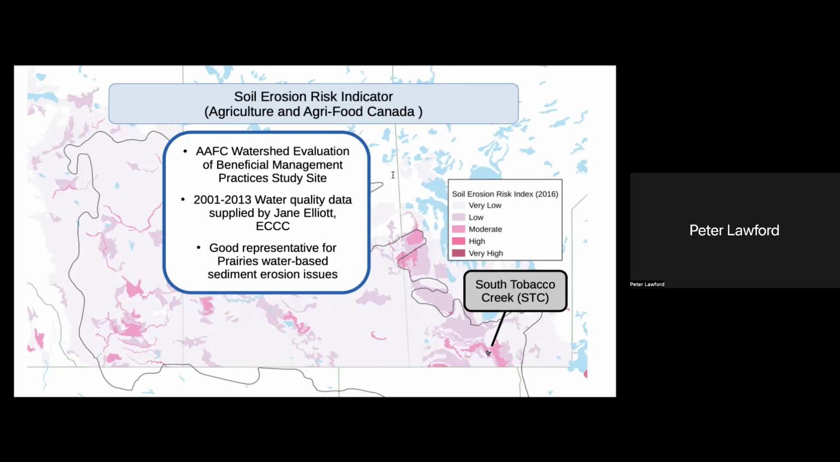I've been given some water quality data by Jane Elliott of UCCC, and I'm thankful for that. Of course, I'd like water quality data from other areas too, if it's relevant and helpful. But I believe South Tobacco Creek is a good representative of prairie water-based sediment erosion issues.